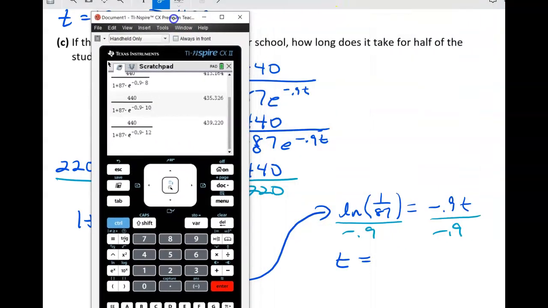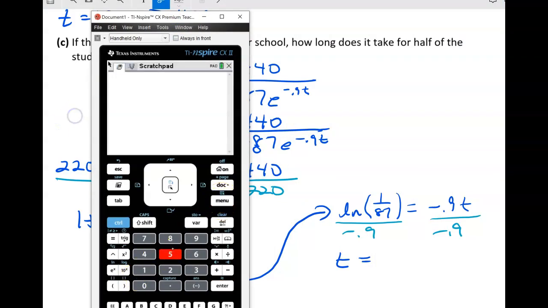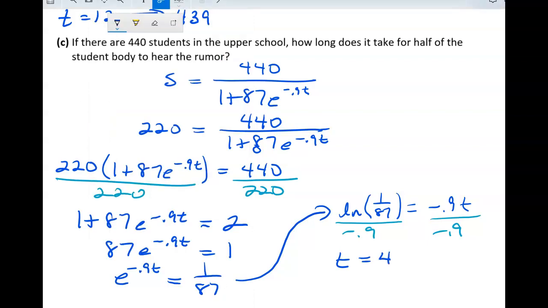Let's move our calculator over here. Menu 1.5, I'll clear the screen, and we have a value of ln, so that's control and e to the x, 1/87th. Cursor over so you're outside of the parentheses, divided by negative 0.9. Enter, and that's, what was that, 4.962?